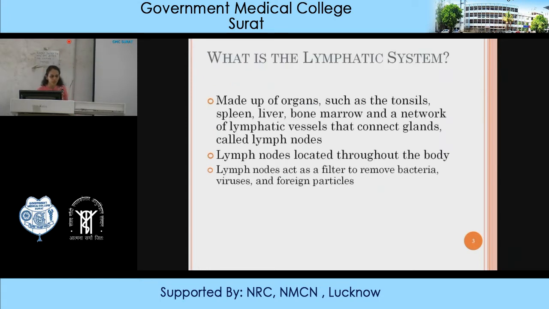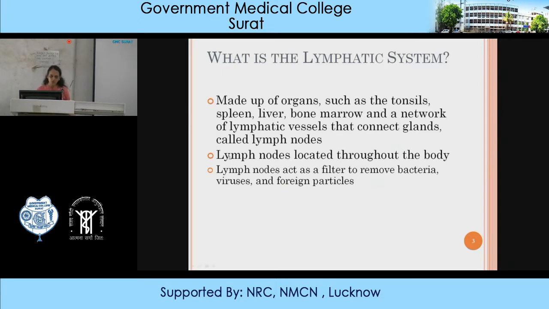So, what is the lymphatic system? Basically, it's made up of organs such as tonsil, spleen, liver, bone marrow, and a network of lymphatic vessels which connect the glands that are known as lymph nodes. Lymph nodes are basically a bean-shaped structure with a capsule, a connective tissue covering, and it has afferent lymphatics which drain the organs.